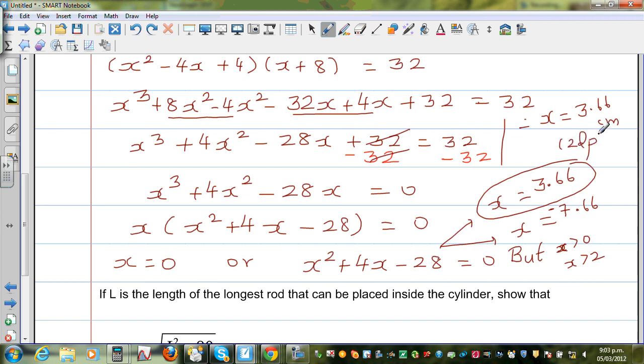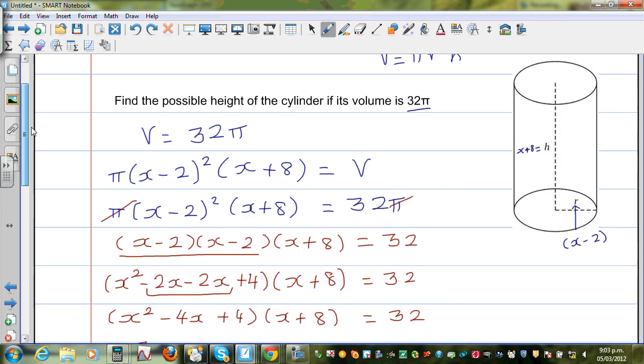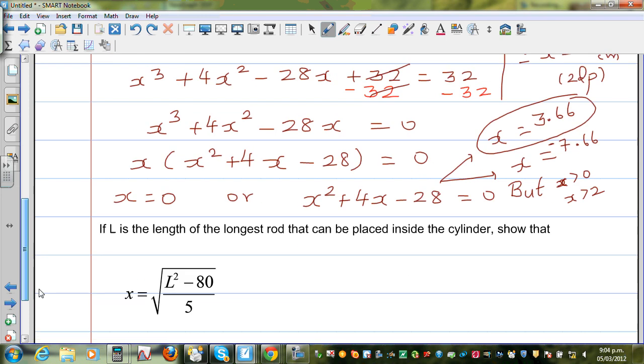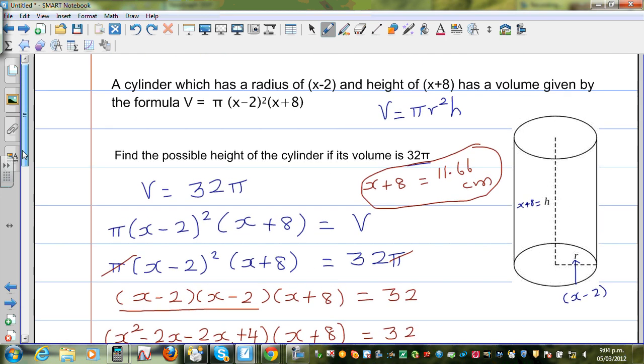But the question is, you want to find the possible height of the cylinder. So this would be x plus 8 is the possible height, and with x as 3.66, this is 11.66 centimeters, the possible height of the cylinder. That's your answer.